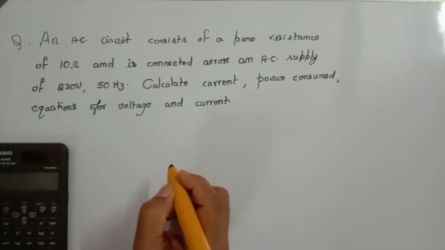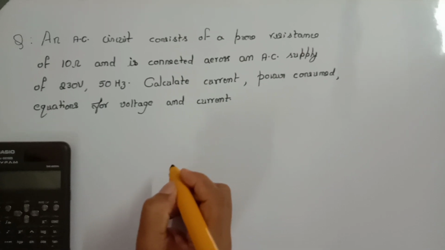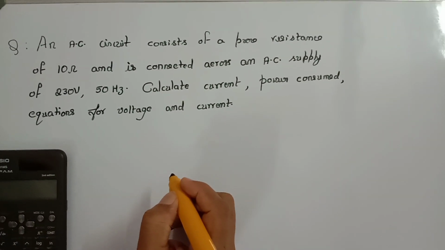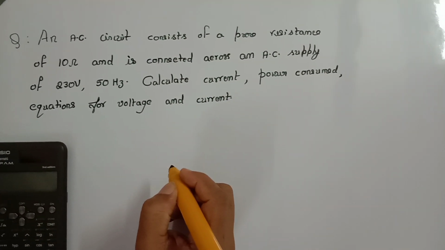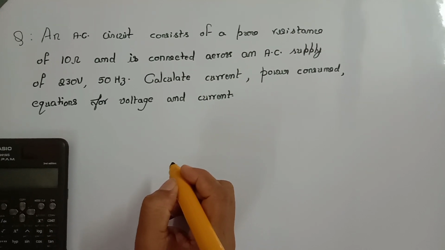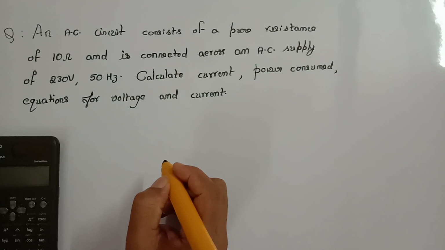Now we look into the question. An AC circuit consists of a pure resistance of 10 ohm and is connected across AC supply of 230 volt 50 Hz. Calculate current, power consumed, equations for voltage and current.